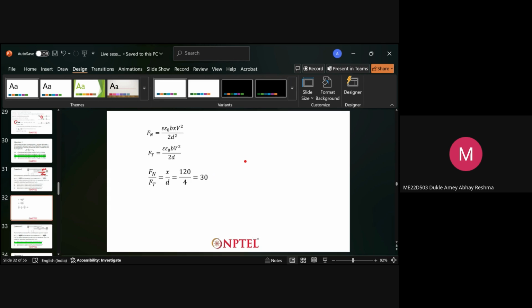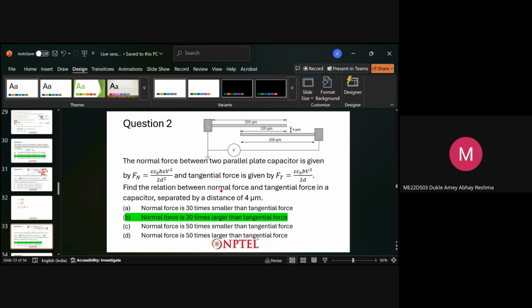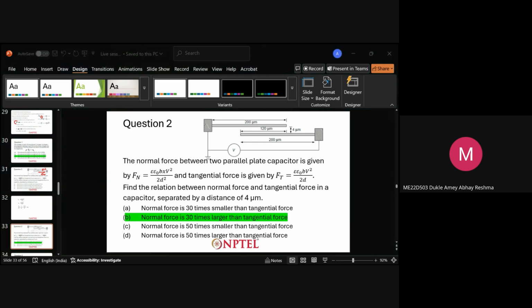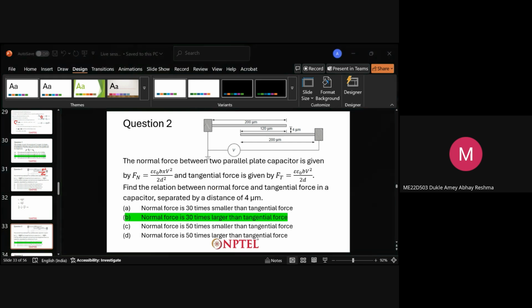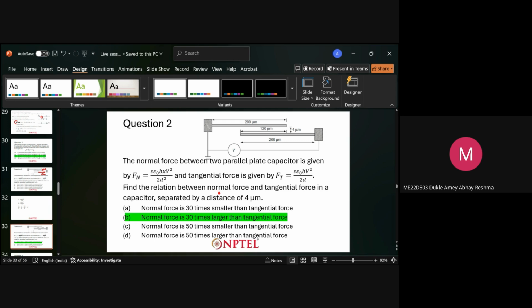So this is how you substitute. Everything else gets cancelled, so what remains is basically x and d. x is the overlap distance and d is the distance between the two. And the value you get is that the normal force is 30 times greater than the tangential force. So the question may look difficult, but it is one of the easiest questions given here. Even the formula is basically given there.